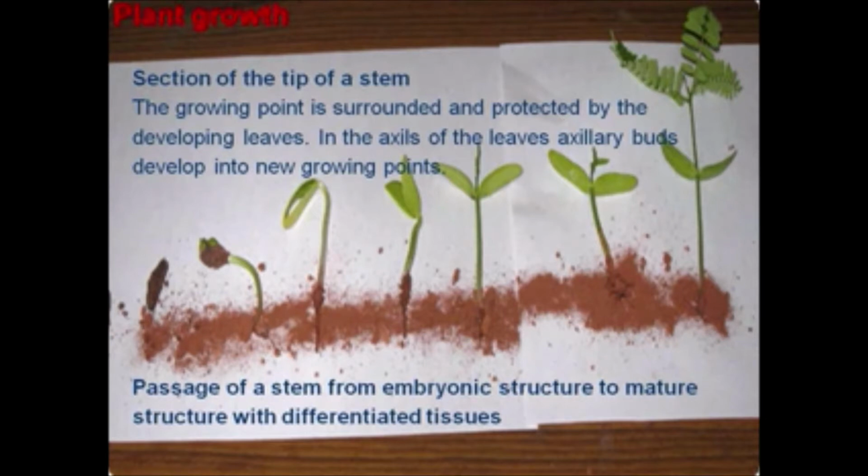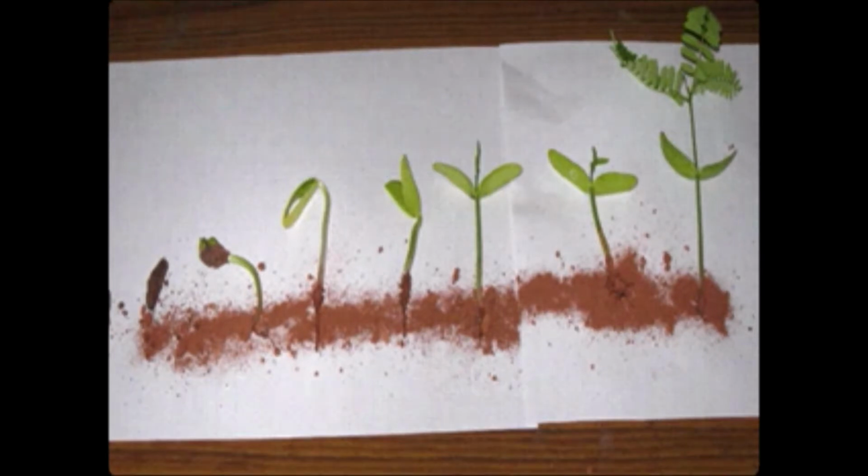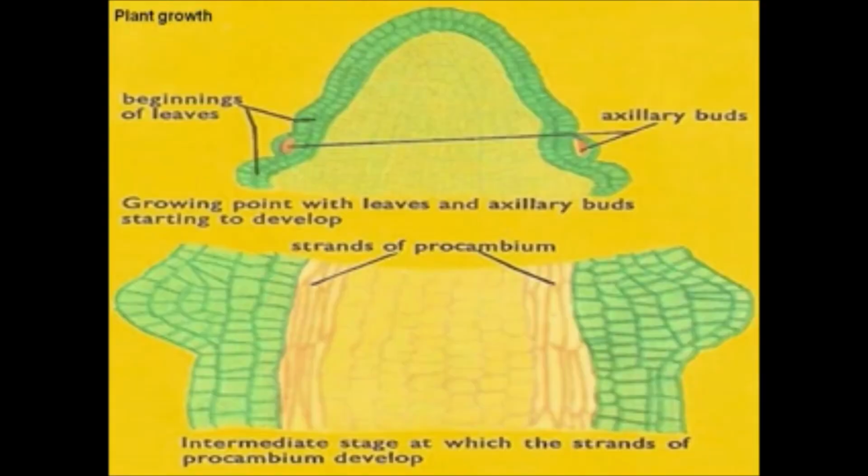Section of the tip of a stem. The growing point is surrounded and protected by the developing leaves. In the axils of the leaves, axillary buds develop into new growing plants. Passage of a stem from embryonic structure to mature structure with differentiated tissues. Here is the plant growth showing growing point with leaves and axillary buds starting to develop. Intermediate stage at which the strands of procambium develop.